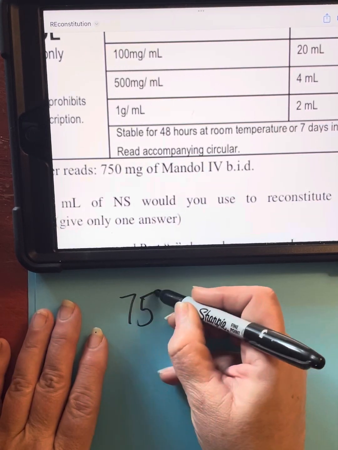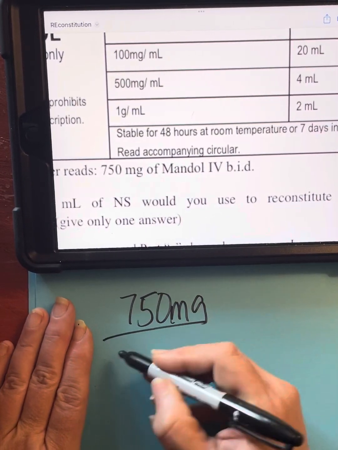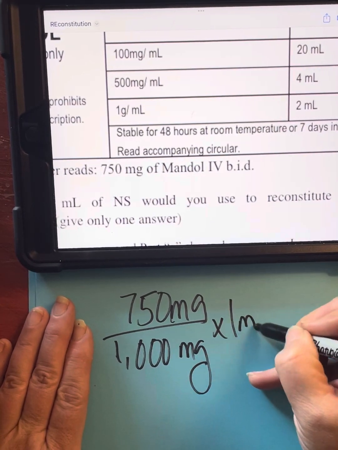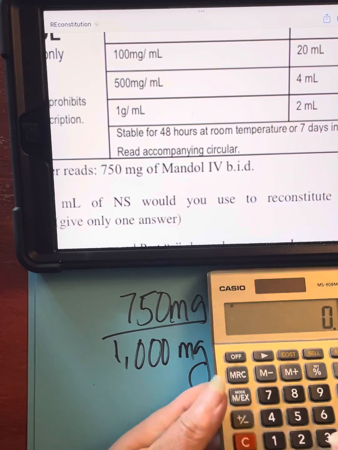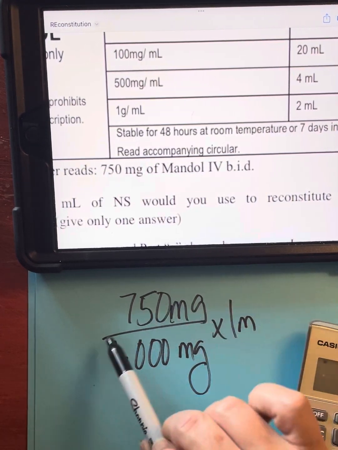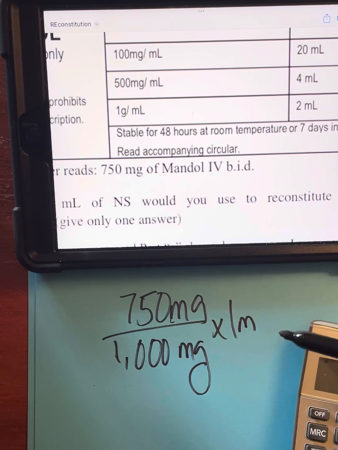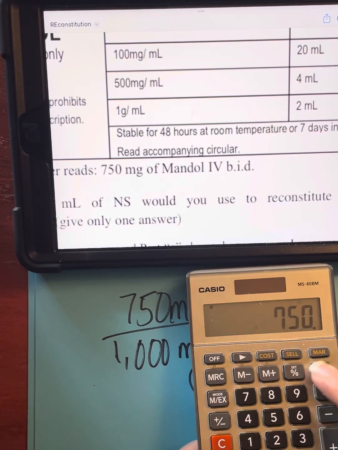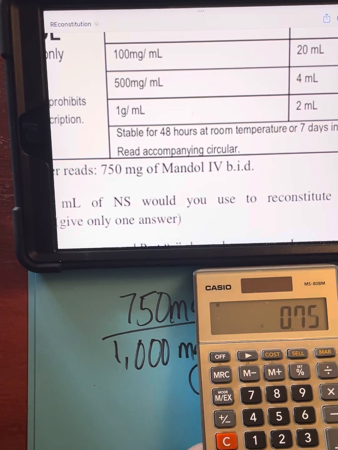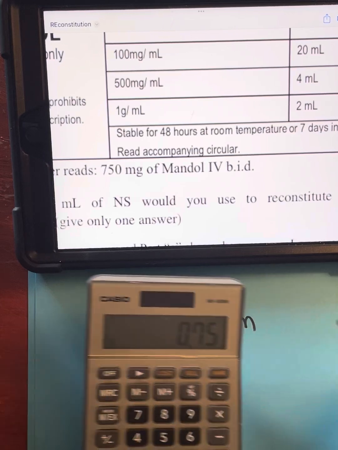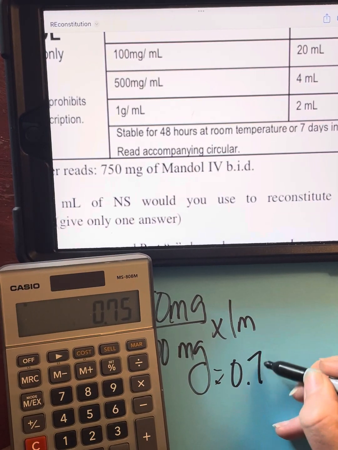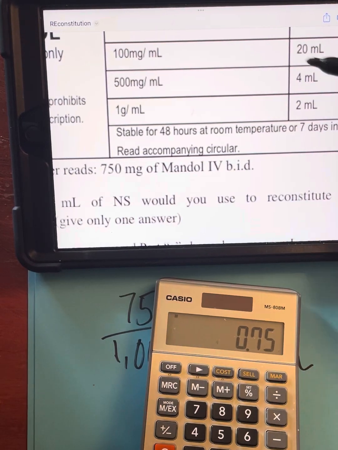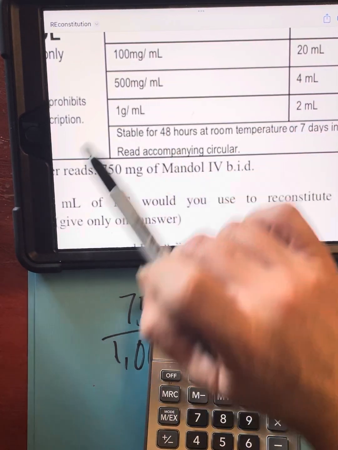So let's just do that. If he wants 750 milligrams and I have 1,000 milligrams per 1 mL, then I'm going to do the calculator. This top number divided by the bottom. That's what the fraction says. This up here divided by that down there. So 750 divided by 1 equals, so I would give 0.75 milliliters.